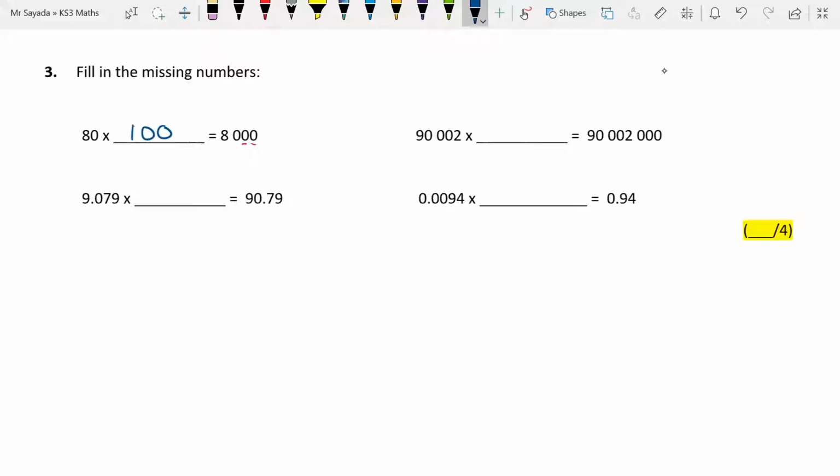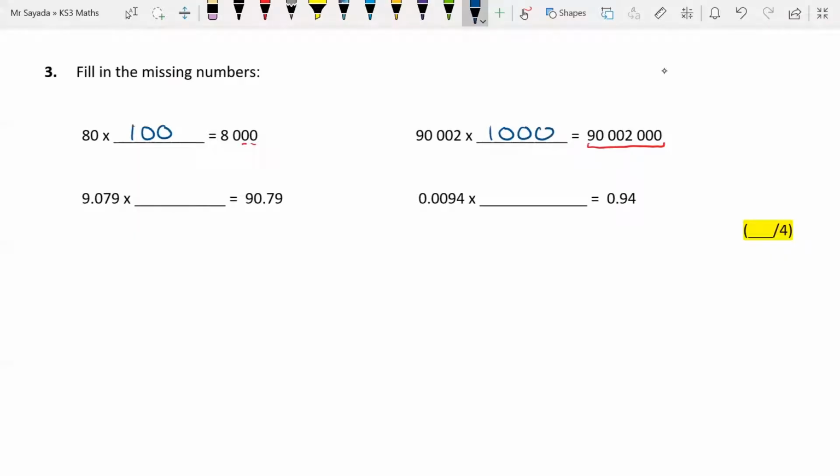Let's look at this one now. 90,002 times something is 90,002,000. So if we have a look at this number here, it's made up of 90,002 with an extra 3 zeros. If it's got an extra 3 zeros on it, what must it have been multiplied by? Say your answer to the video. It must have been multiplied by 1,000.